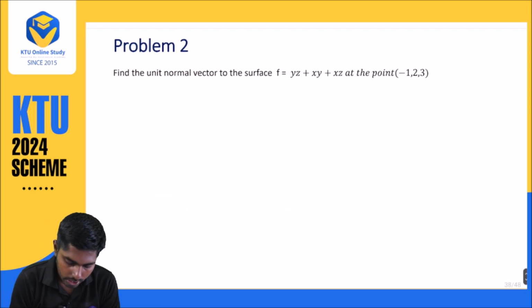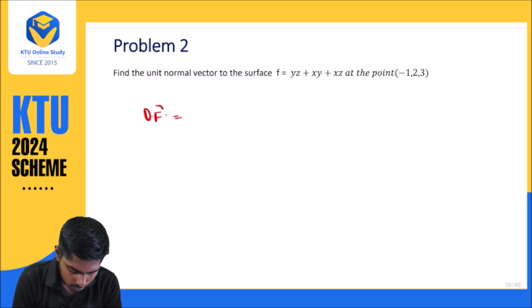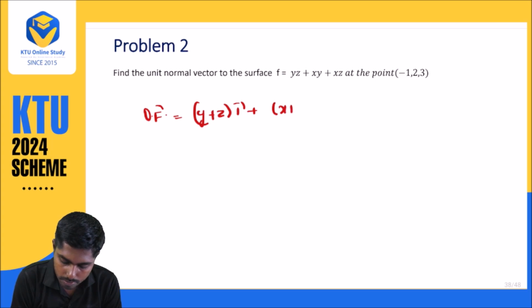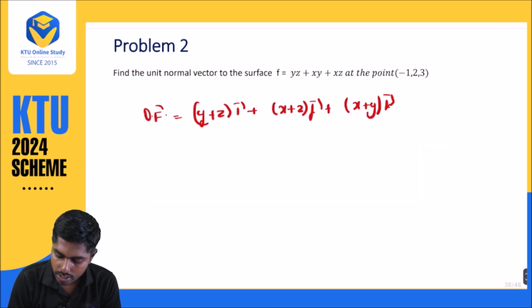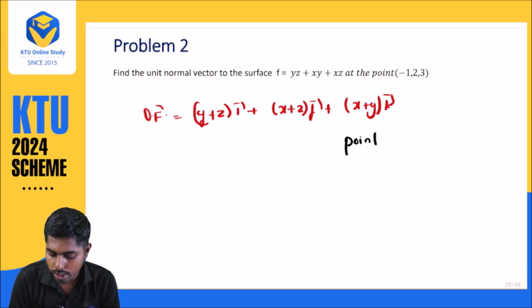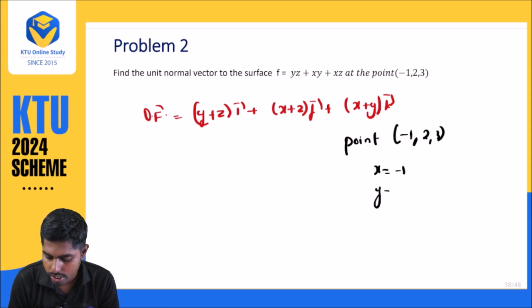So what is the thing we are getting? We are getting gradient f is equal to y plus z i vector plus x plus z j vector plus x plus y k vector. So this is the thing we are getting. Now apply the point. The point is minus 1, 2, 3. So x is equal to minus 1, y is equal to 2, and z is equal to 3. Just apply the point.